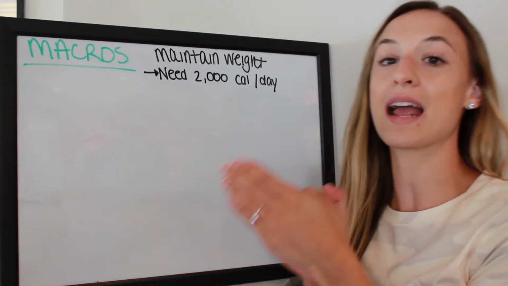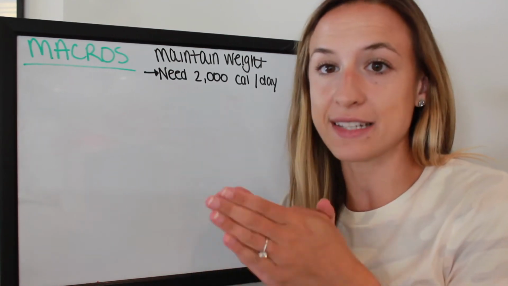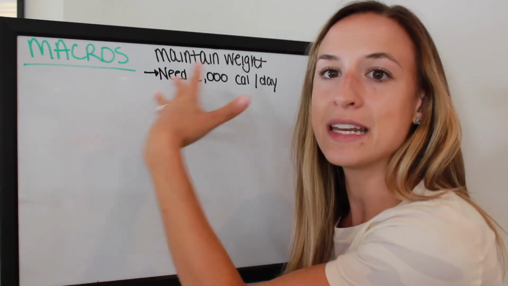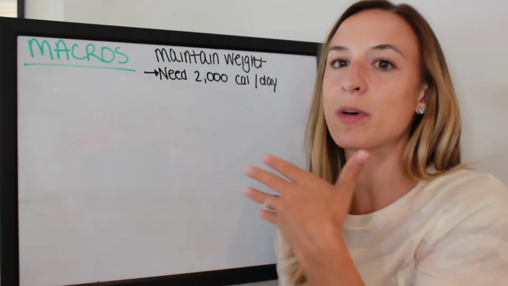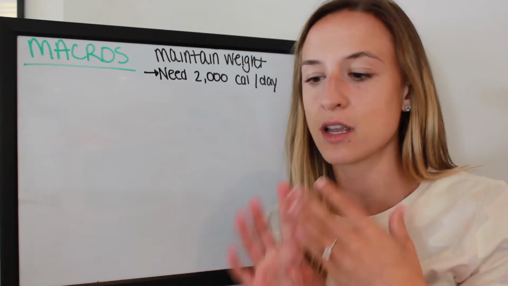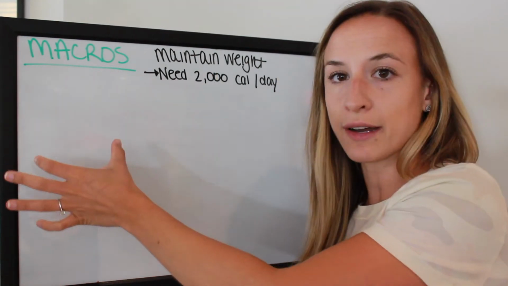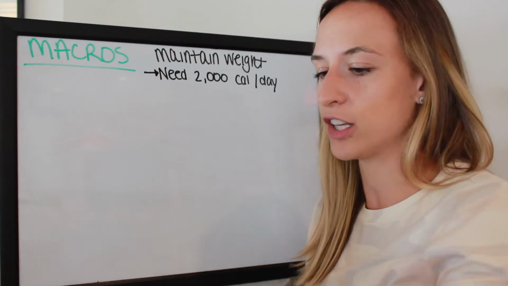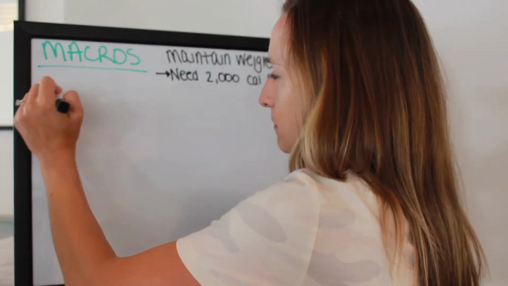So we know that I need 2,064 calories a day to maintain my weight. Now we need to use this number to help us calculate my macros, so my protein, my fat, and my carbs. First, I'm just gonna write a little chart right here that will help us with some of these calculations. This is really important.